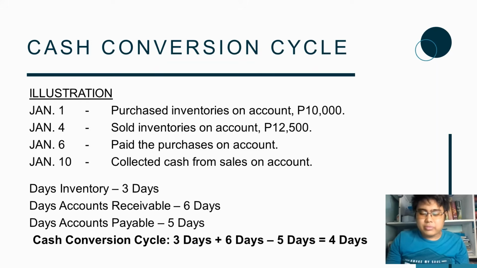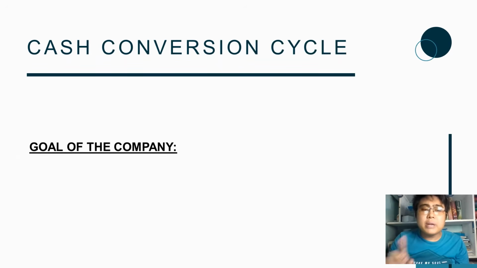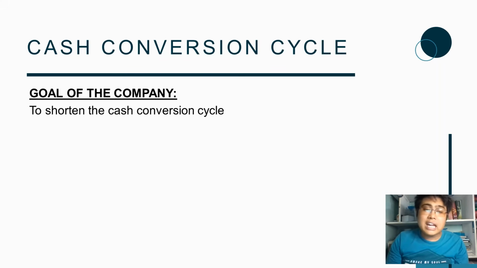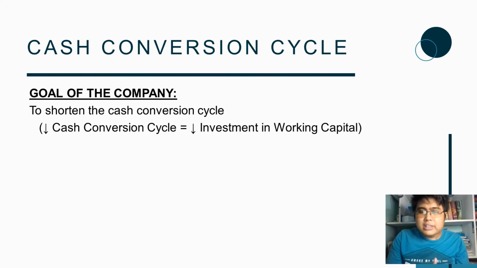Kaya naman, the goal of every company is to shorten the cash conversion cycle. Sir, bakit kailangan paikli ng cash conversion cycle? Kasi kung iisipin mo, the lower the cash conversion cycle, the lower the investment in working capital there would be. Ano naman ang pakialam ko, sir? Bakit kailangan mas mababang investment sa working capital? Kung naalala mo kaninang discussion natin, pag nag-i-invest ka sa working capital o sa current assets, ano ang profit mo? What is your profitability?